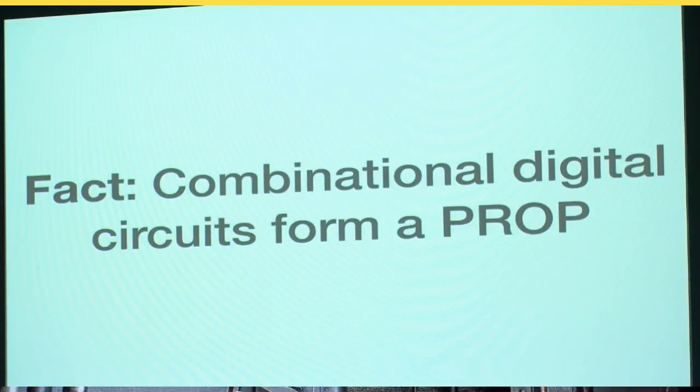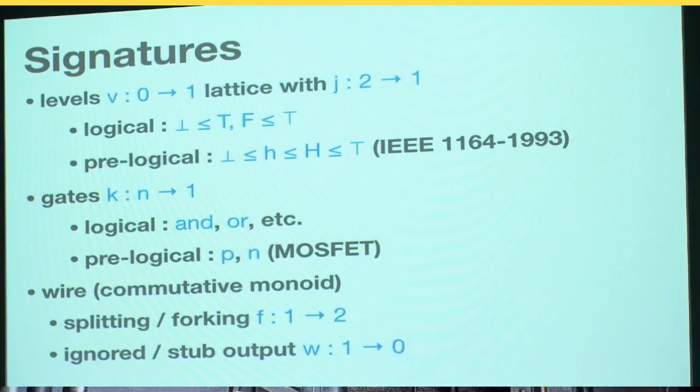Okay, so let's start with combinational digital circuits, and you can quite imagine quite clearly that these form a prop. So you have a signature of components, and these are your logical components, which can be things like gates, like AND gates, OR gates, multiplexers, whatever you want to put in your signature as your basic circuits. But also you can go to pre-logical components if you want to, but stay within the realm of digital and not go generally within the realm of electrical circuits.